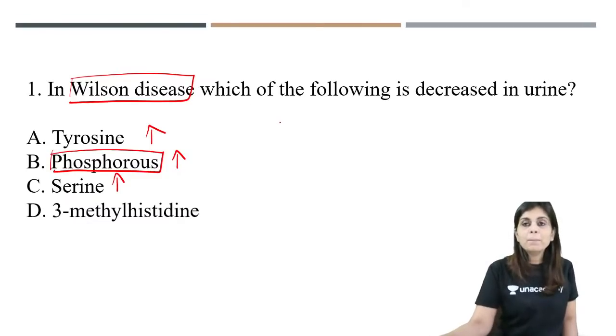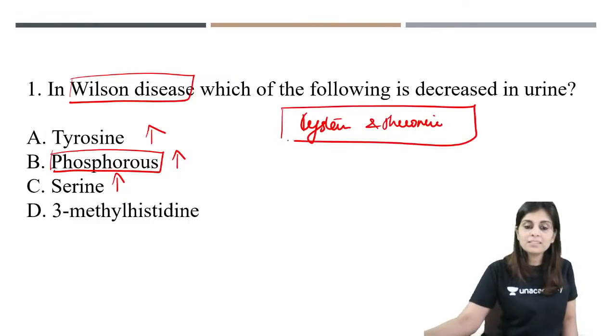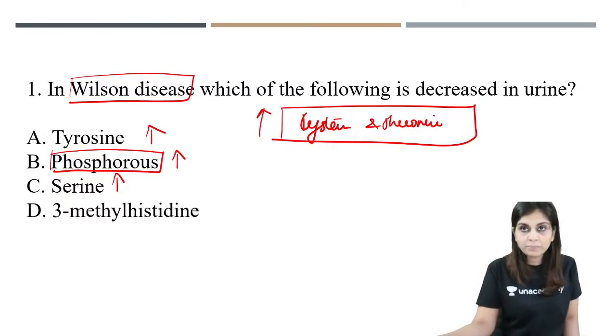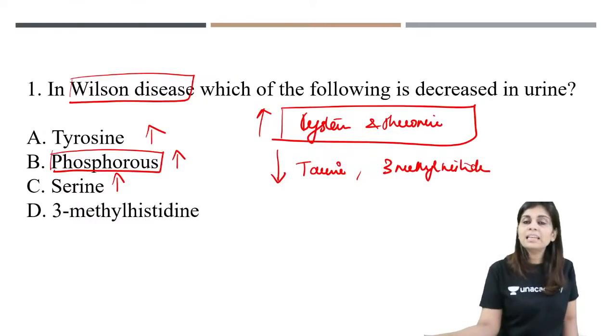and they have shown that the maximum rise in amino acid level in urine is observed for cysteine and threonine. When many amino acids get excreted in excess in urine, what are the two amino acids whose levels are very high in Wilson's disease? It is cysteine and threonine. Okay, and they found out that for unknown reasons, taurine level and 3-methylhistidine, which is a post-translational modification of histidine, are decreased in Wilson's disease.